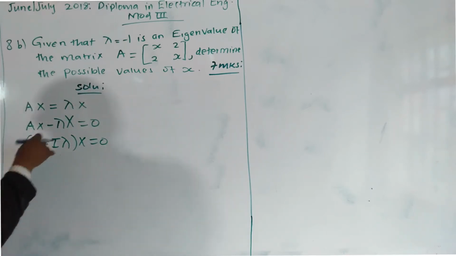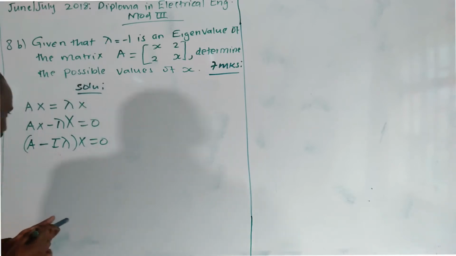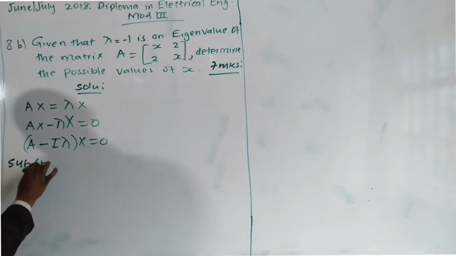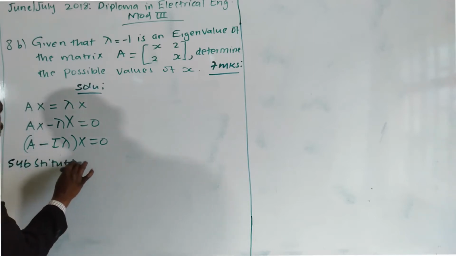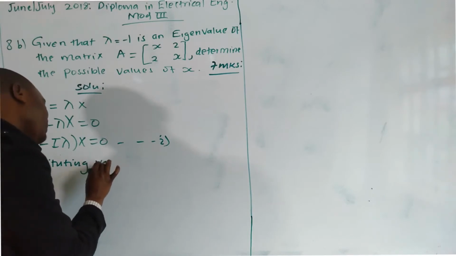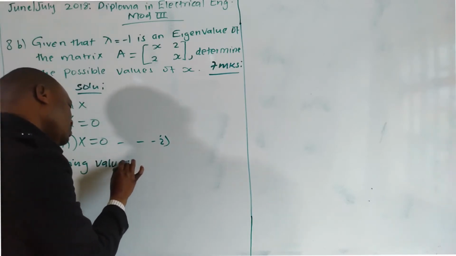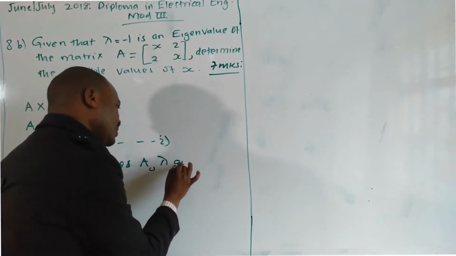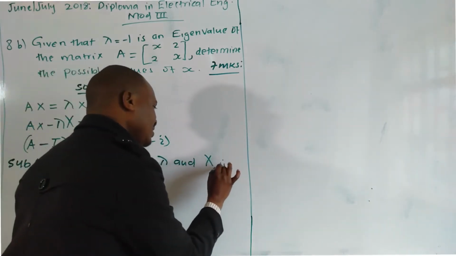We now substitute the actual values. Let us call this one equation 1. Substituting the values of A, lambda, and x in equation 1.